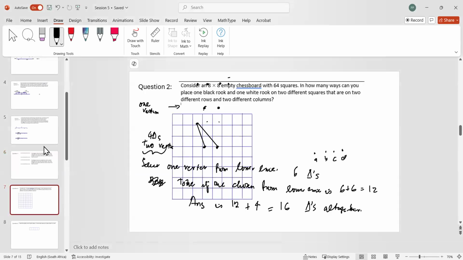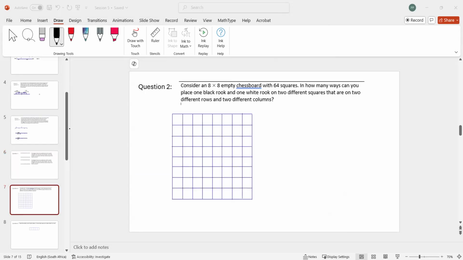Okay, let's now get to the next problem. We're into question 2 now. Okay, consider an 8 by 8 empty chessboard with 64 squares. So I've drawn the chessboard here. In how many ways can you place one black rook and one white rook on two different squares that are on two different rows and two different columns?